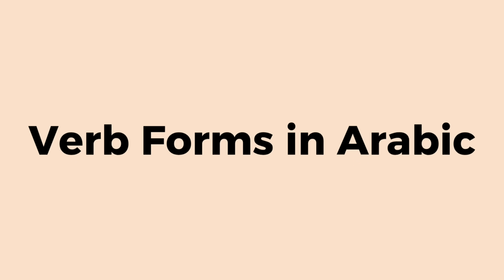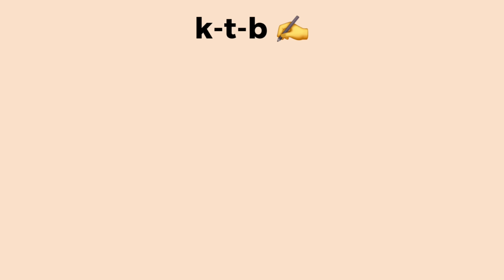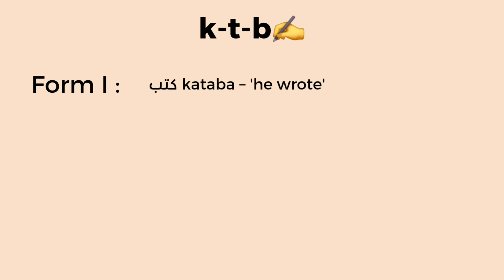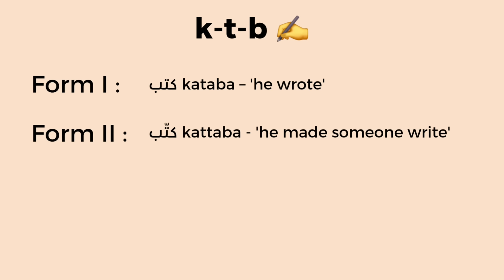Verb forms in Arabic. In Arabic, verbs are classified into forms, each with a specific grammatical or semantic nuance. Let's take for example the root kaf, ta, ba, which we've already seen means to write. In its base form, known as form 1, the verb is kataba, meaning he wrote. Now form 2 adds a causative sense to the verb, so it expresses making someone do something. Sometimes it also intensifies the action of the base verb. To form it, we geminate, meaning we double the second consonant of the root. So kataba becomes kattaba, which means he made someone write.